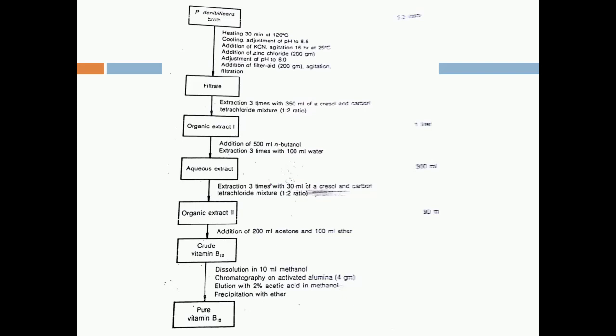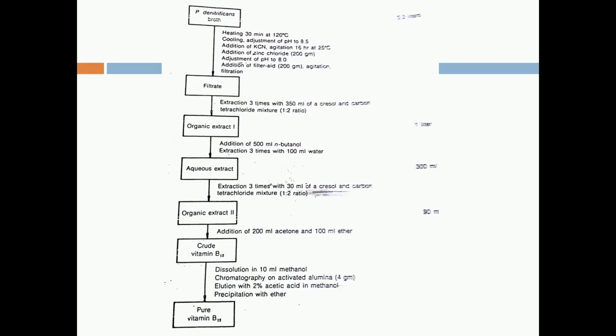After you do it 3 times, you add some quantity of N-butanol and extract 3 times with water. So once you do 3 times extraction with organic solvent, next they again do 3 times extraction with water. Once you do this, you get an aqueous extract of your product. With each step of this, you're trying to enrich your product. So these are enrichment steps.